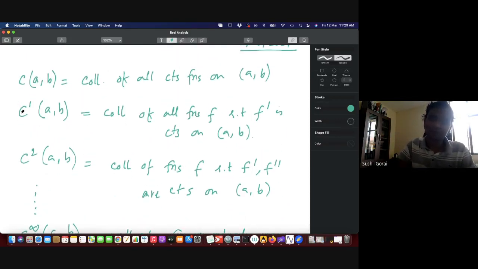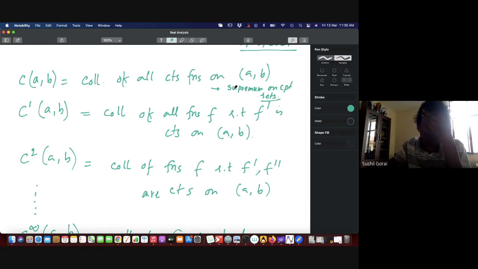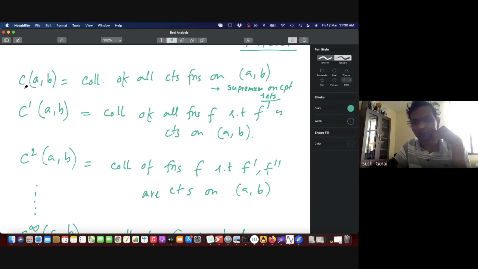So if you look at this class, in this case you can take the supremum on compact sets. It is the kind of metric. One can get the metric by taking the supremum on every compact set inside (a,b). So this will be complete in that sense.